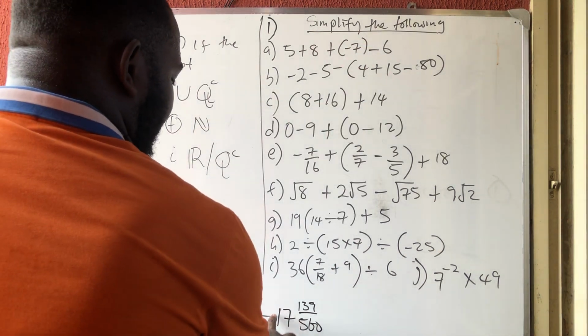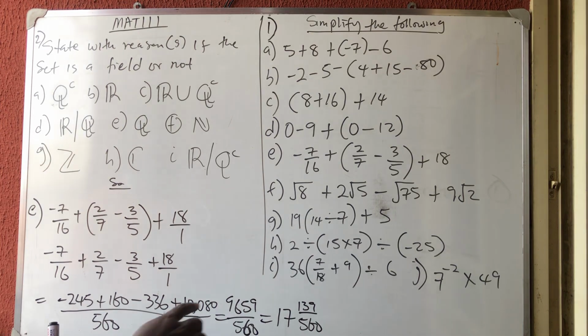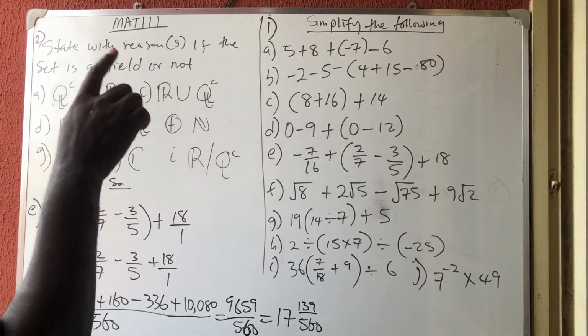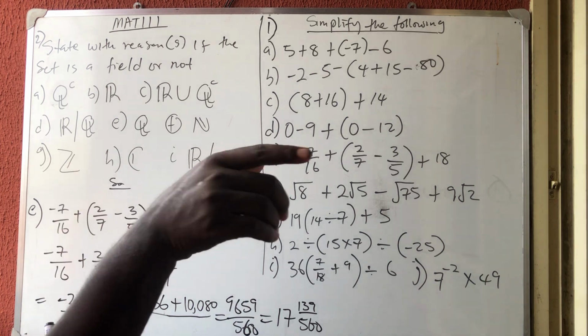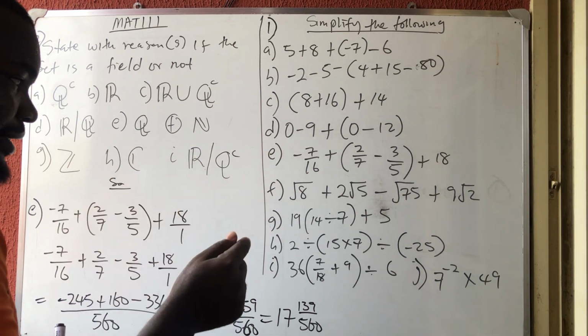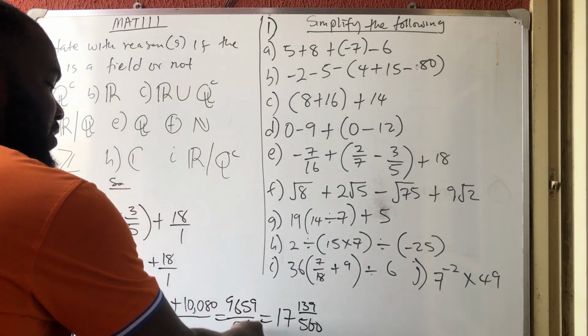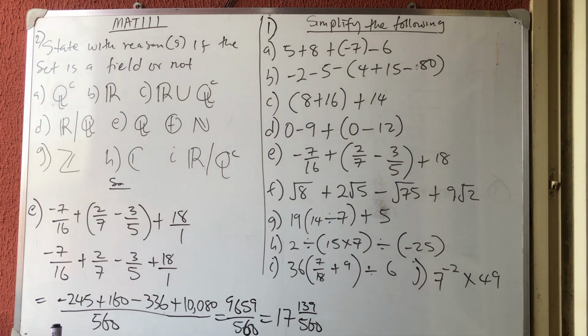So I wrote the whole number part, 17. Since I've written 17, I now write that answer minus 17. It gave me 0 point something something something. Then I say that answer they gave me times 560. That's how you get the remainder. Okay, so that is that.